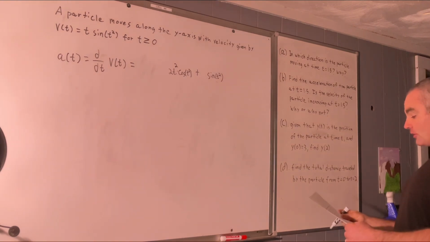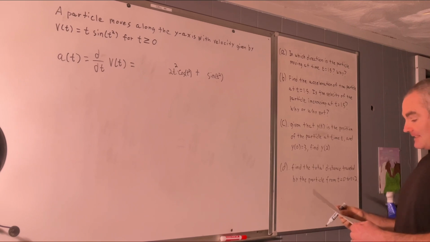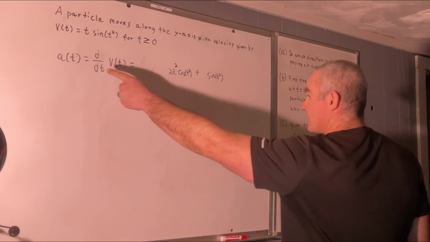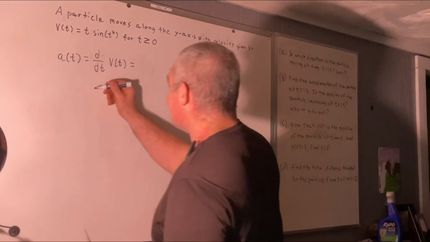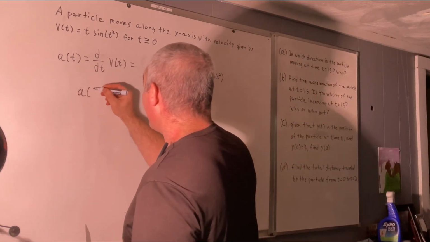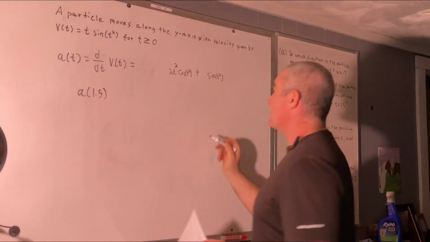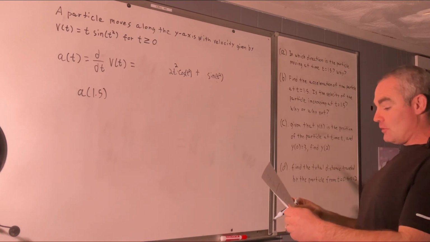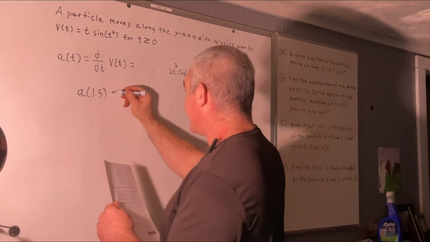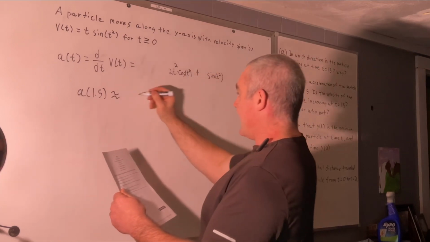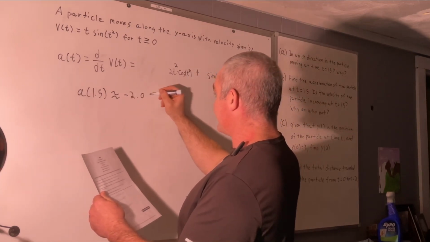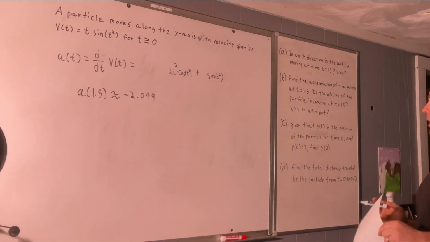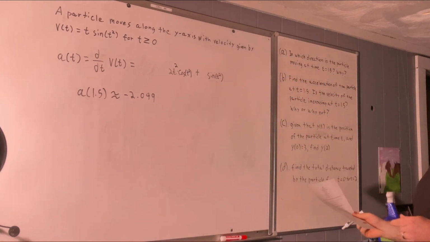So find the acceleration of the particle at t equal to 1.5. All right, we have the acceleration function in terms of t. So what we want is a of 1.5. And I'm not going to write that out. You plug in 1.5 for t into this thing, and you get roughly negative 2.049. By the way, a calculator is required, or at least allowed, on this part of the examination.